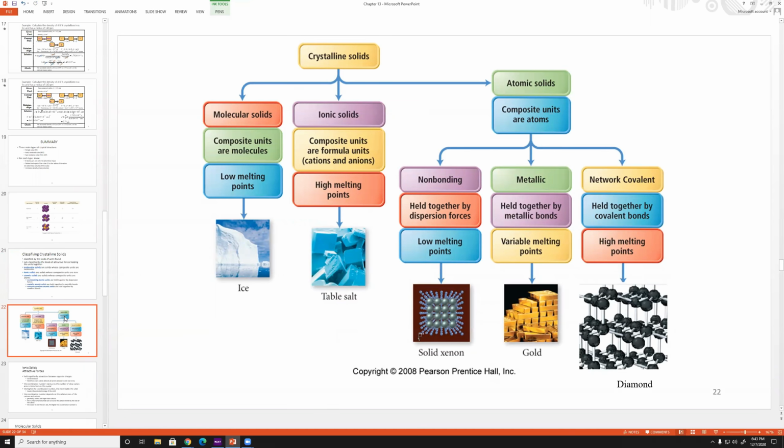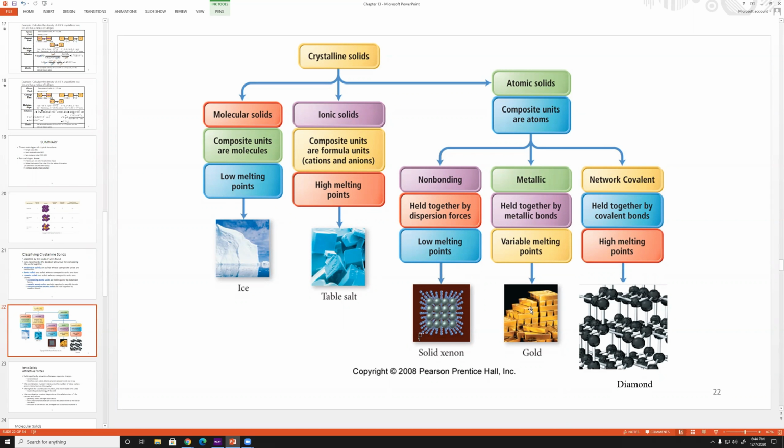Okay, so here's just a chart of different examples. You have molecular solids, which include ice; ionic solids, which are different types of salts like NaCl, MgSO4, and things like magnesium carbonate, like Pepto-Bismol, or Tums, which has some calcium carbonate in it. And then you have atomic solids, which are the non-bonding ones, like solid xenon, or any of the noble gases that are solid, which don't have any electronegativity. They would be considered a non-bonding atomic solid.